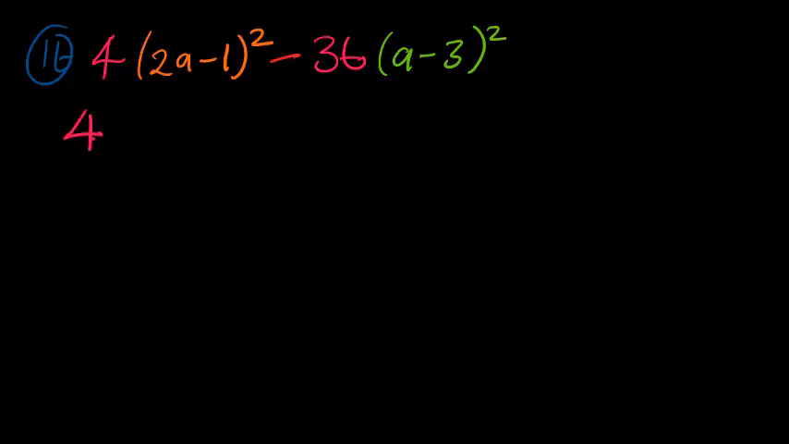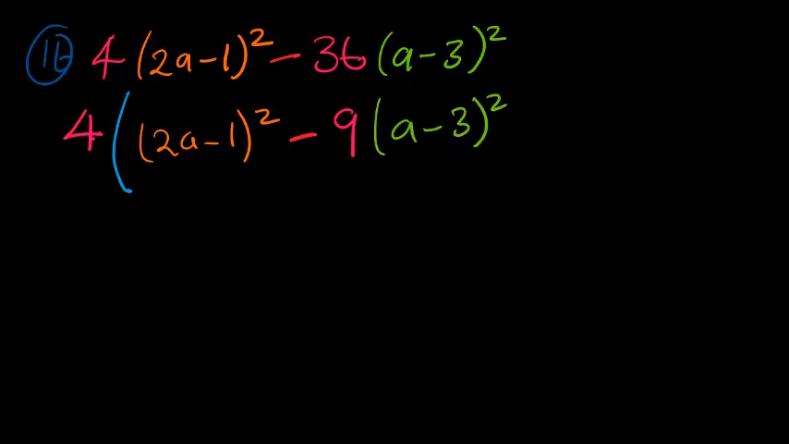Okay, so what I have left is going to be a big bracket. I've got (2a − 1)² minus, and if I take 4 out of 36, 4 times 9 is equal to 36, so this is 9. And then I have (a − 3)². And that is a big bracket.